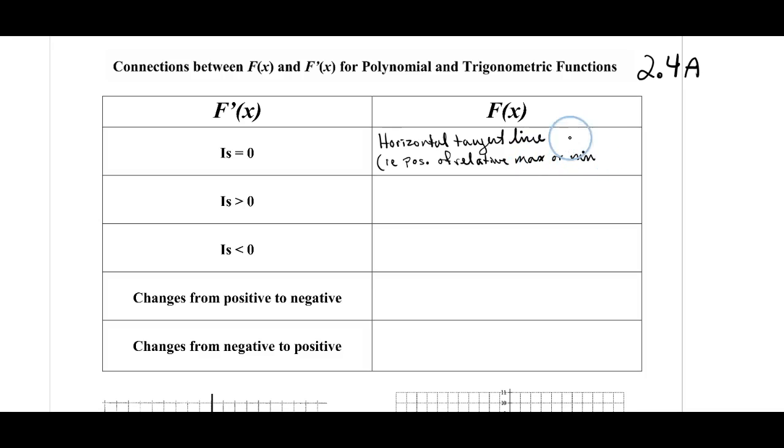And in fact, if it's a polynomial, then the 0 will give us either a maximum or a minimum for polynomial functions. So it's important here that this should become automatic. Where my derivative is 0, I have a horizontal tangent line, I have a max or a min. Where my derivative is positive, my slope is positive. When my slope is positive, that means my function is increasing. And conversely, when my derivative is negative, that means my slope is negative. My function is decreasing.